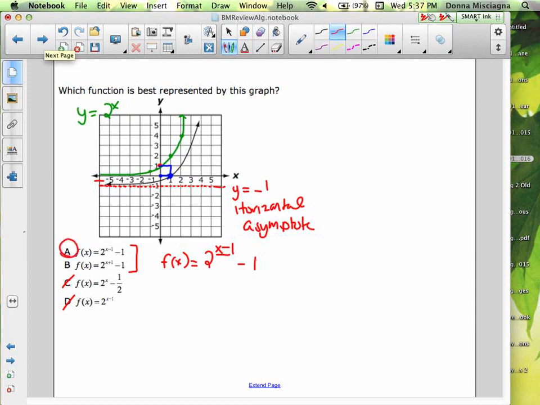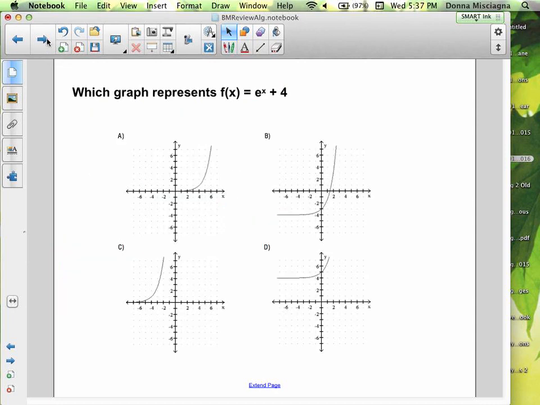This one's a little bit trickier, but I hope it's making some sense to you. And the more we graph, the better you'll be at this. And actually, these are really nice to graph. Which function represents f of x equals e to the x plus 4? So e to the x has a lot of decimals in it, because e is a never-ending, never-terminating irrational number.